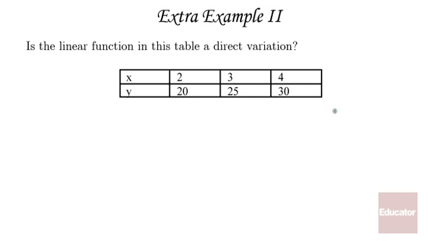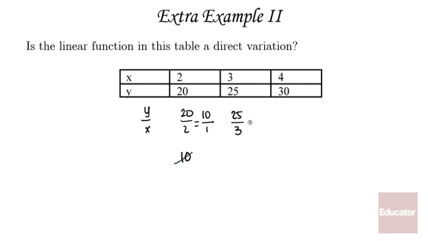Is the linear function in this table a direct variation? Well, let's look again. Let's make it y over x. Let's look at the ratio. 20 over 2 simplifies to 10 to 1. You don't want to simplify this down to a single number 10 because remember that we're looking at a ratio, and a ratio is a comparison of two quantities. If I were to simplify it to just 10, I would no longer have two quantities. So you want to keep it 10 to 1.